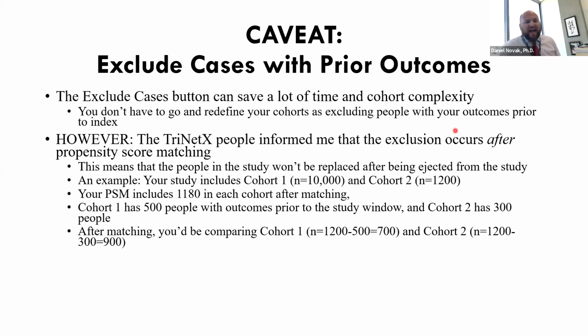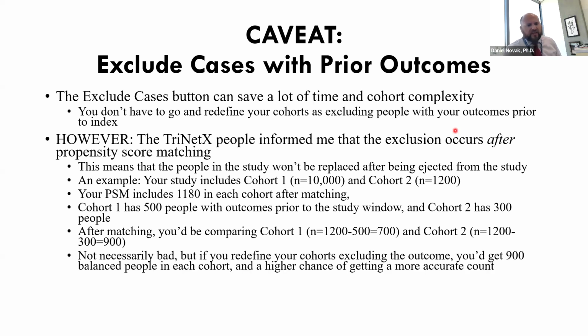So because it removes people after matching, you're really comparing 700 people from cohort 1 against 900 people in cohort 2. That can make a really challenging issue for you in the sense that it's going to reduce the amount of statistical power you've got for two such small cohorts to begin with. Again, not necessarily bad because those people were not helping us with our study, but because they were brought in to propensity score match, then kicked out after finding out that they had this outcome prior to the window, you lose those extra, in one case, 500 people, and in the other case, 300 people from your overall random pool of people that it could have drawn from.